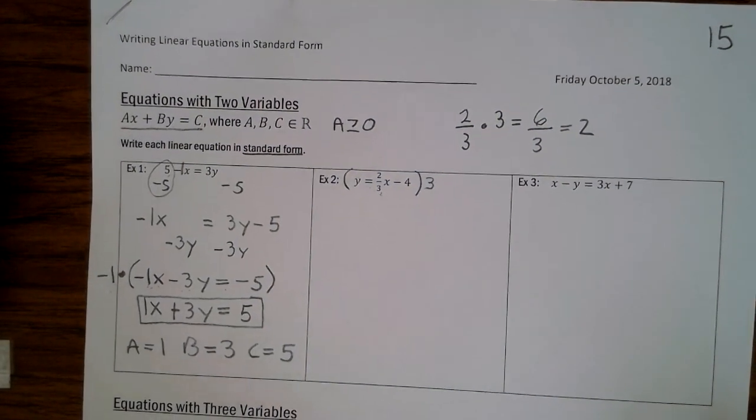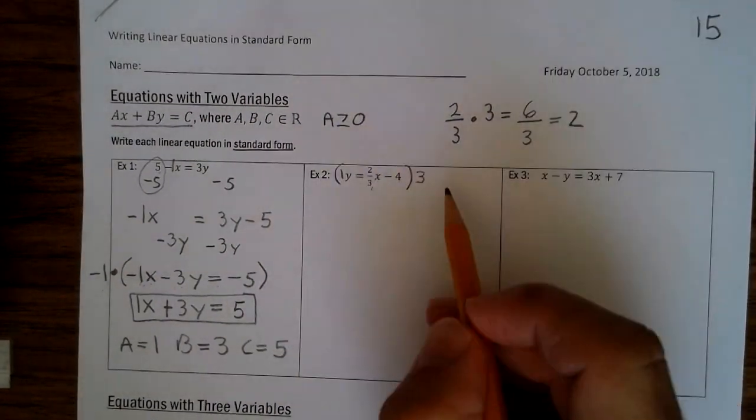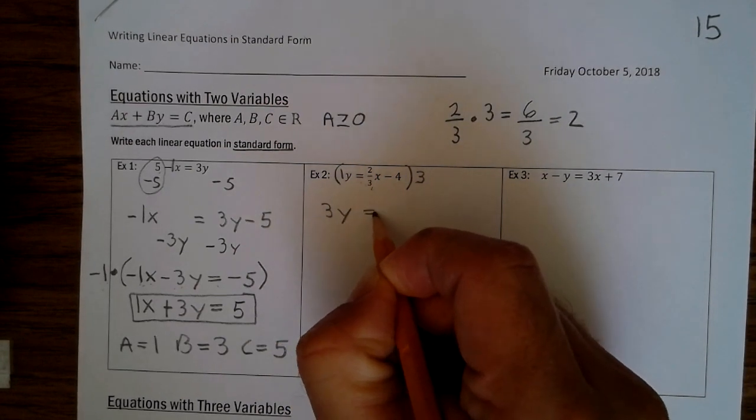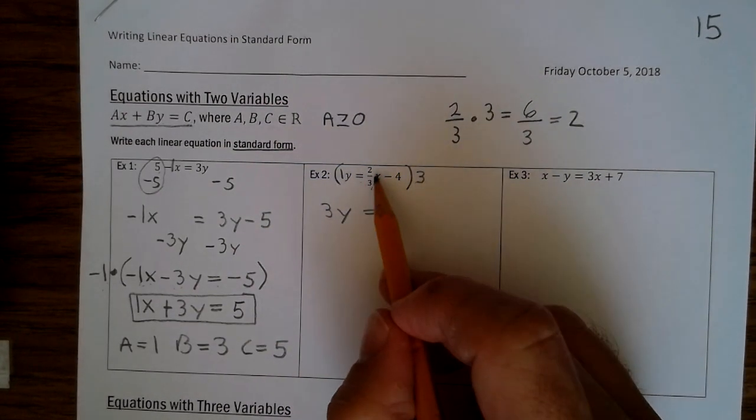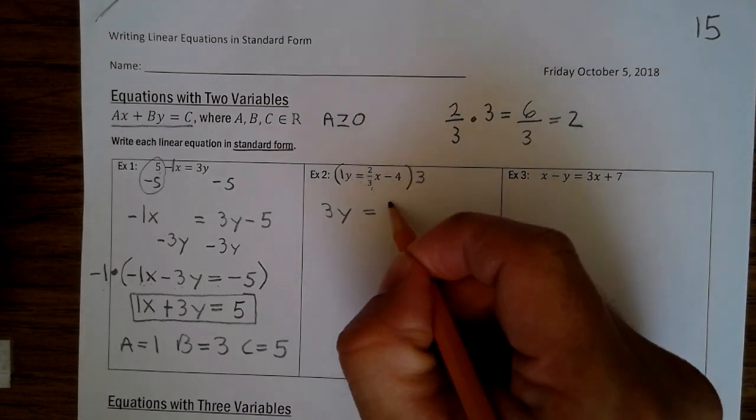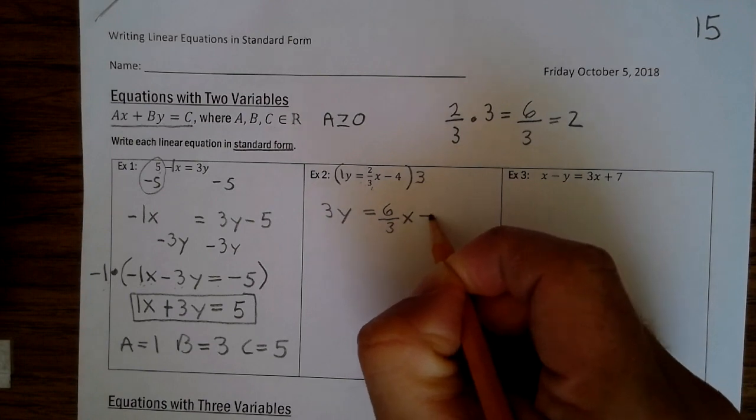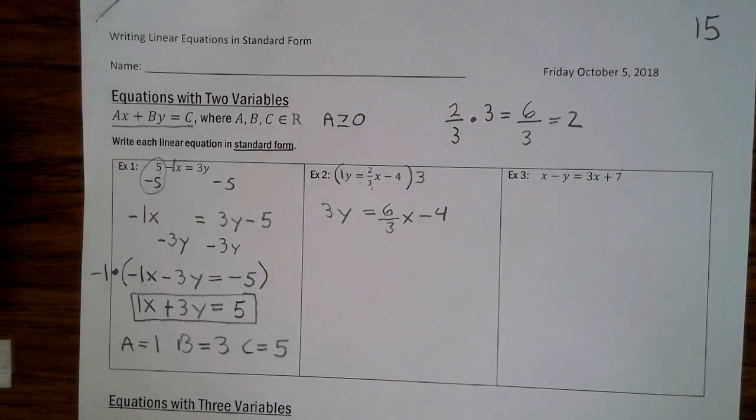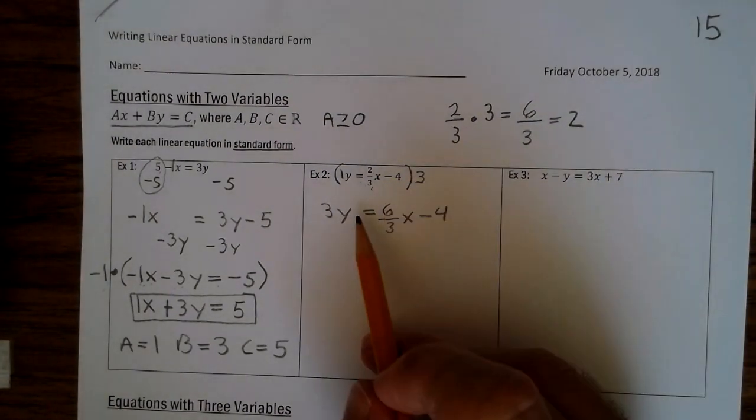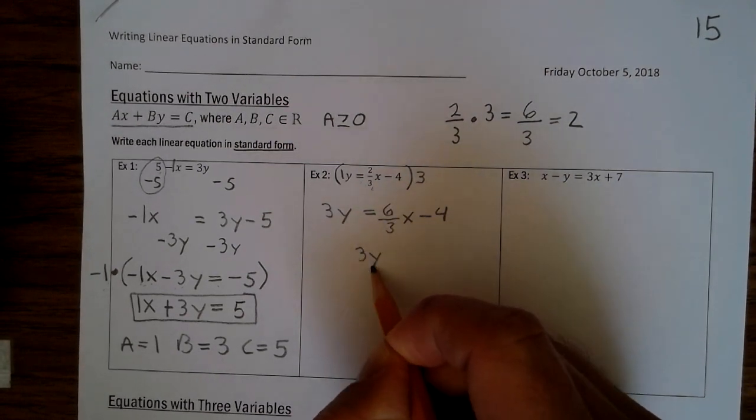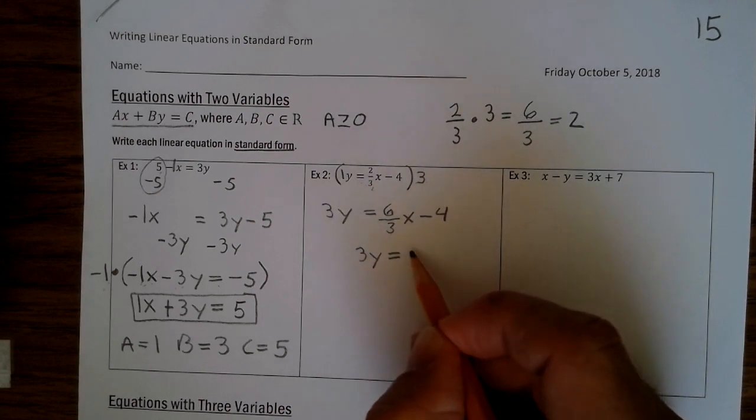Now, there's a 1 in front of the y, so 3 times 1 is 3y. 3 times 2 is 6, divided by 3x minus 4. Okay? So let's simplify the fraction. So then we got 3y equals 6 divided by 3 is 2x minus 4.